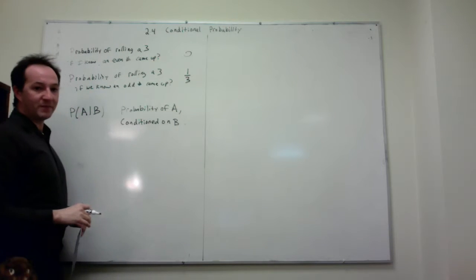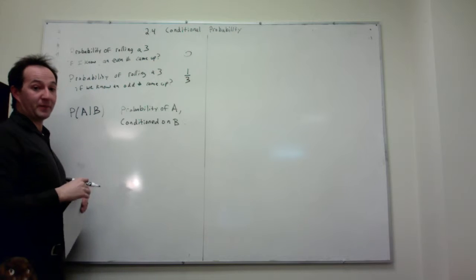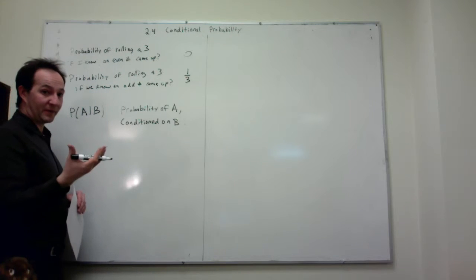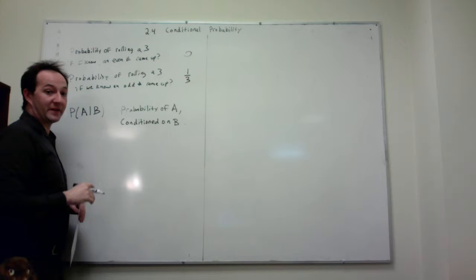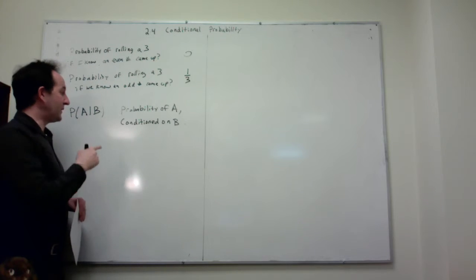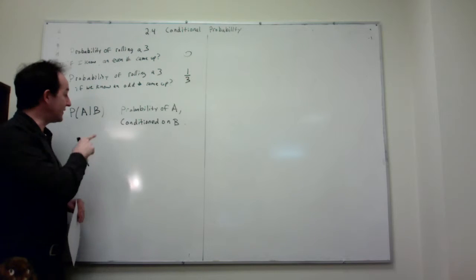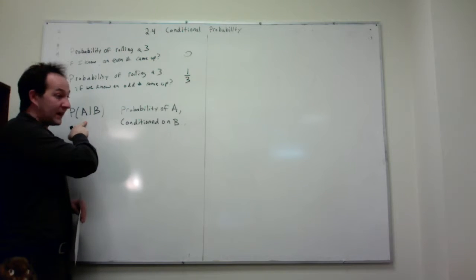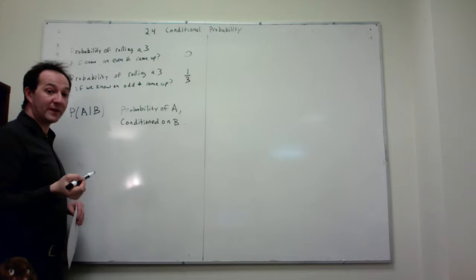So what this means is we have some original experiment, some sample space. A and B are events, so they're subsets of that sample space. And what P of A given B says is this is the probability of the event A occurring given that we are told that the event B occurred.